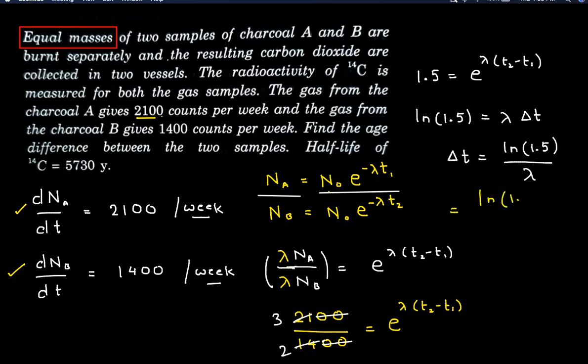Now lambda is what? Lambda is 0.693 divided by T half. Half life is 5730 years. So this is how carbon dating is done. This is the difference in the life of their samples. Anybody got this one? No one? Yes, sir. Okay, have you understood this? Dhyan got it. Good. All right. We'll proceed next.